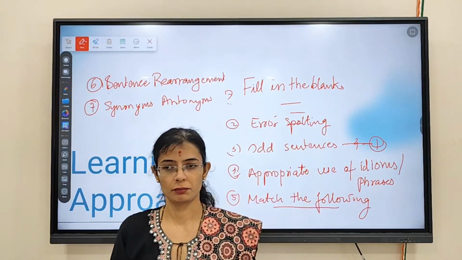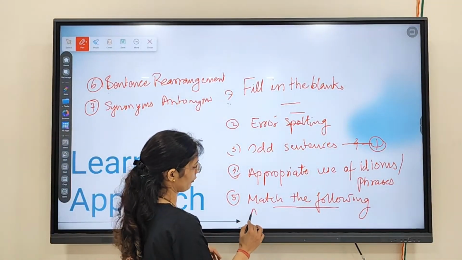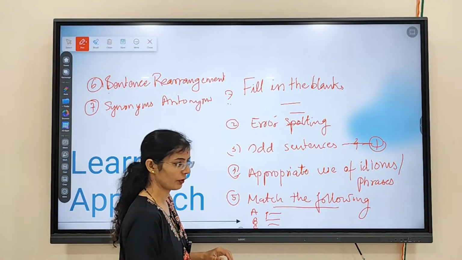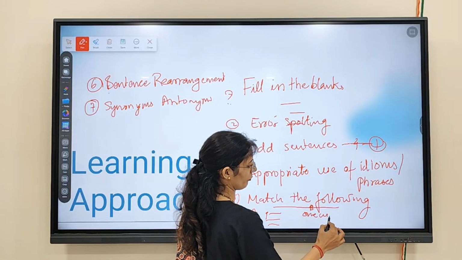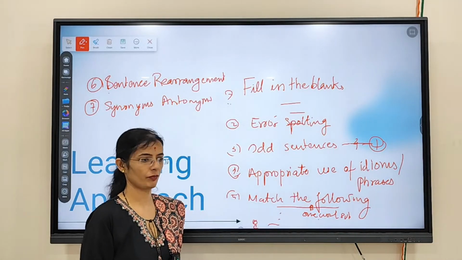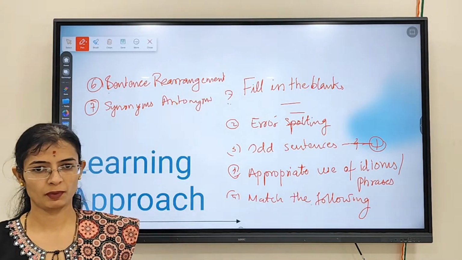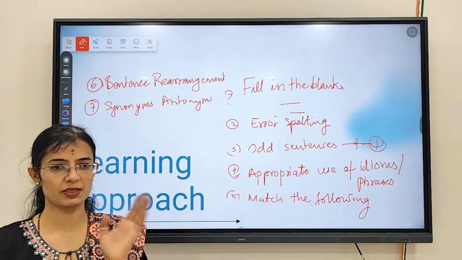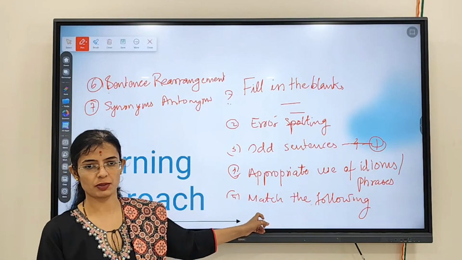For match the following, if you look at the previous year question papers, they have given phrases here, phrase 1, phrase 2, phrase 3, and in block 2 they have given one word substitution. So one phrase and their one word substitution. These are some of the examples that you will also find in the previous year question papers. Phrase, one word substitution, words and synonyms, words and antonyms. These are the match the following questions that have been asked in the previous year.